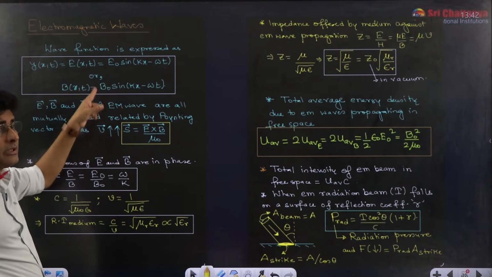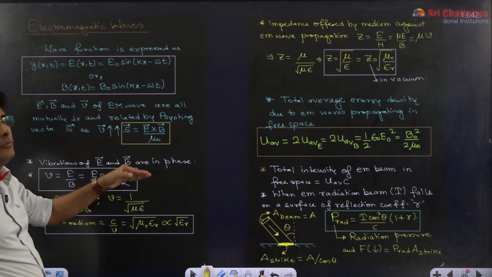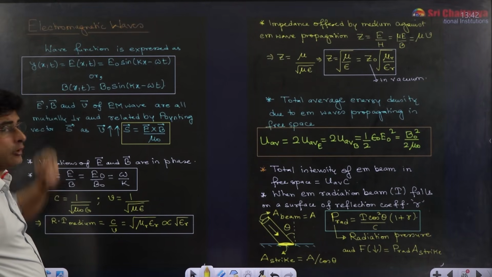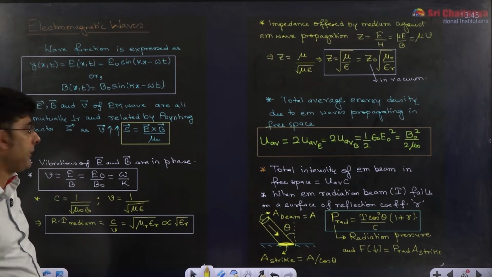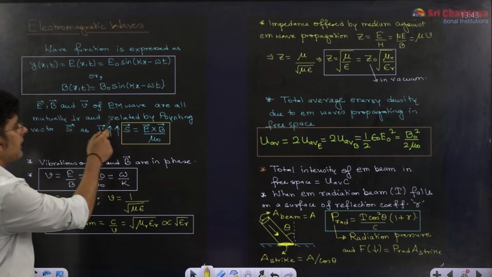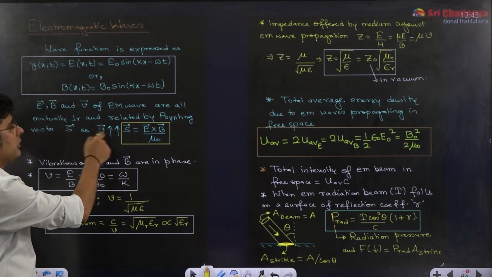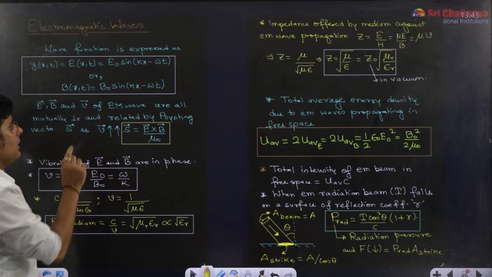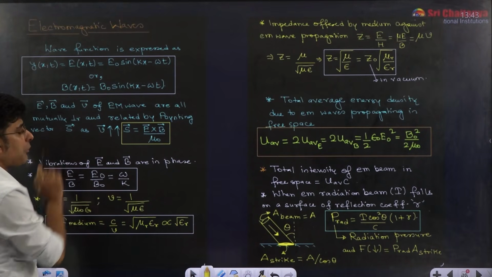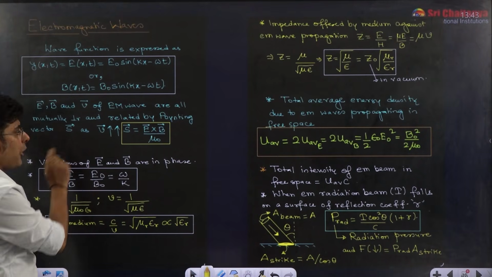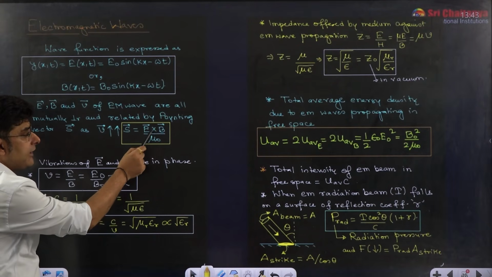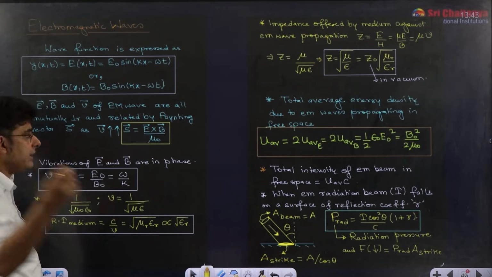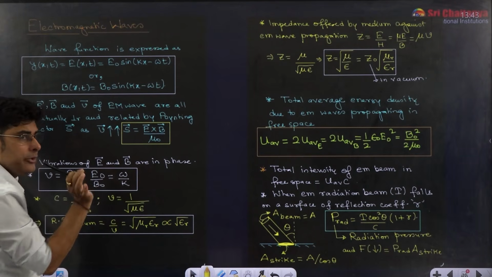But their fluctuations are not in the same direction. Their E vector, B vector and the velocity of the wave, all three are mutually perpendicular. So E vector, B vector and V vector of an EM wave are mutually perpendicular. How do we know the direction? They are related by a vector called the Poynting vector, S vector. S vector is defined as E vector cross B vector by mu naught if you are talking in free space. If you are taking any other medium, you will replace mu naught by mu.